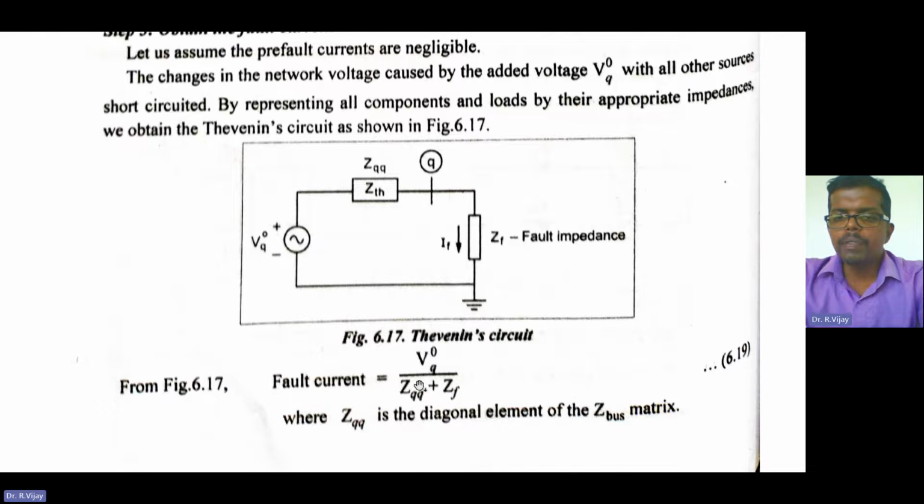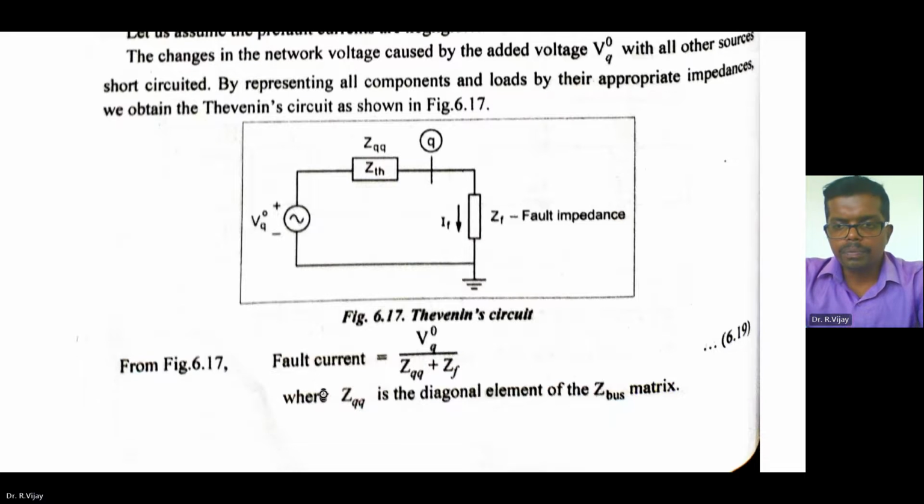So I is equal to V by Z, the basic formula. Here we are adding the fault impedance as well as the Thevenin impedance. So what is ZQQ? ZQQ is the diagonal element of the Zbus matrix. And ZF is the fault impedance, which you know.